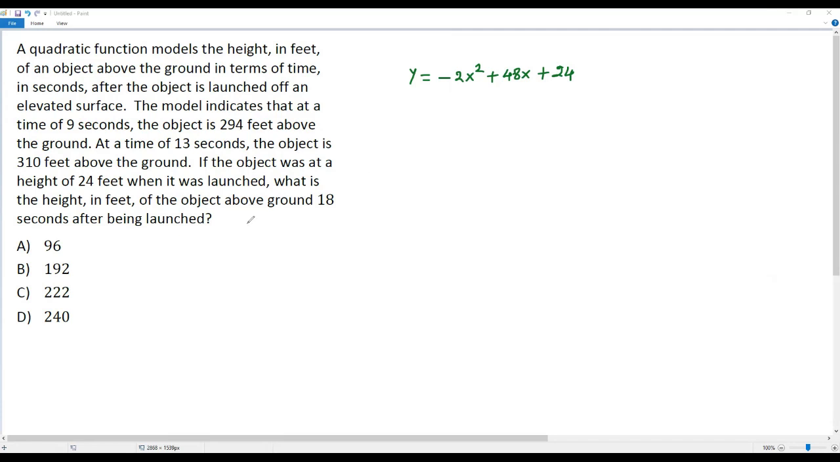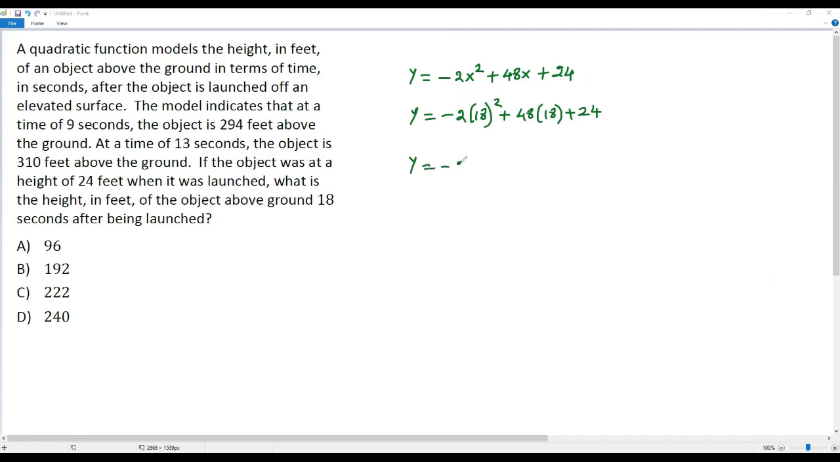Now the quadratic function which models the height of the object is complete, and we have to find the height of the object 18 seconds after being launched. We know that in this quadratic function, y represents the height of the object and x represents the time in seconds. Now let's plug in this 18 for x and evaluate the value of y, which gives the height of the object after 18 seconds. Now let me do it. It is y equals negative 2 times 18 squared, positive 48 times 18, positive 24.